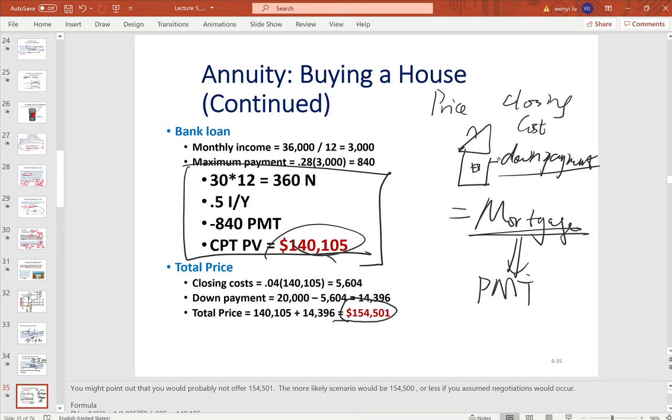Closing cost is based on the size of the mortgage. And the down payment is also part of the house price. You must know these connections for these terms. Then you can solve this question easily.